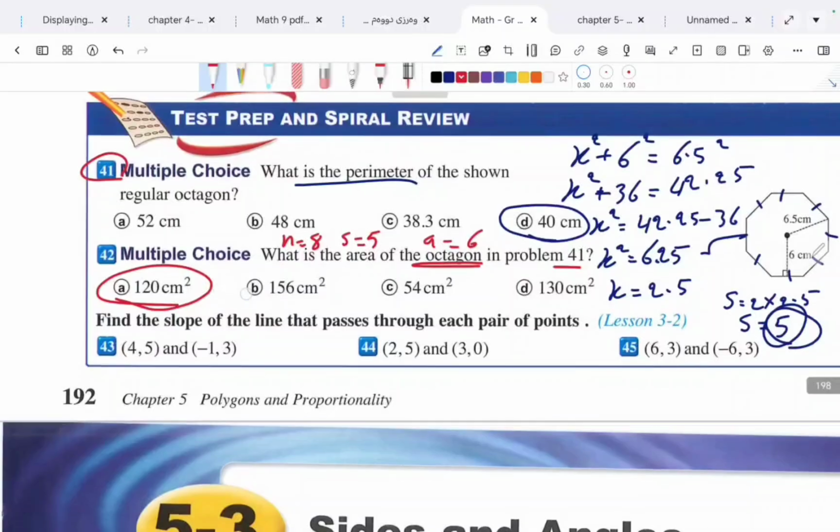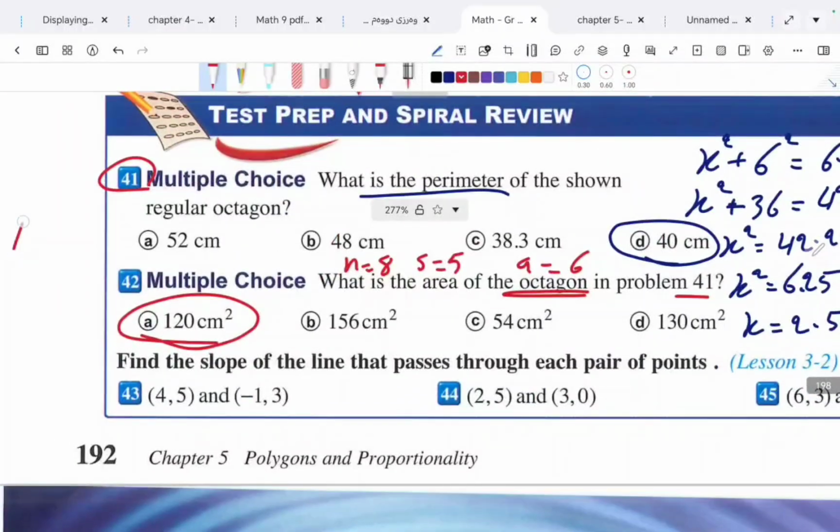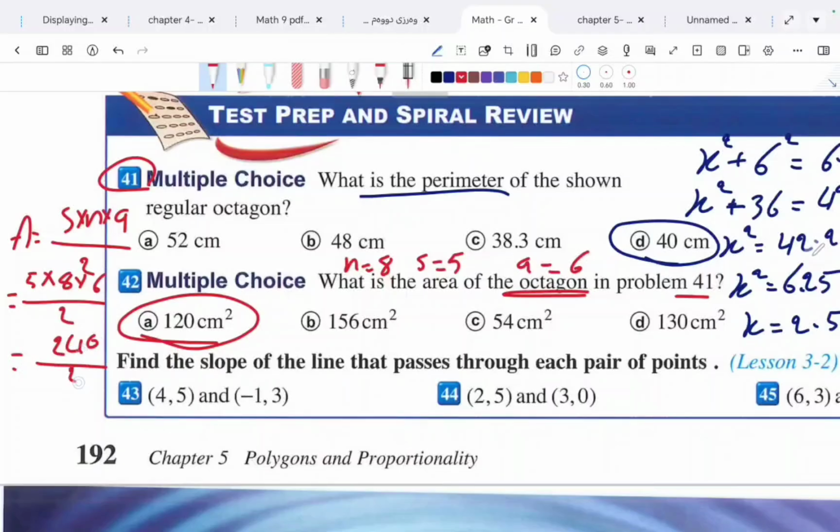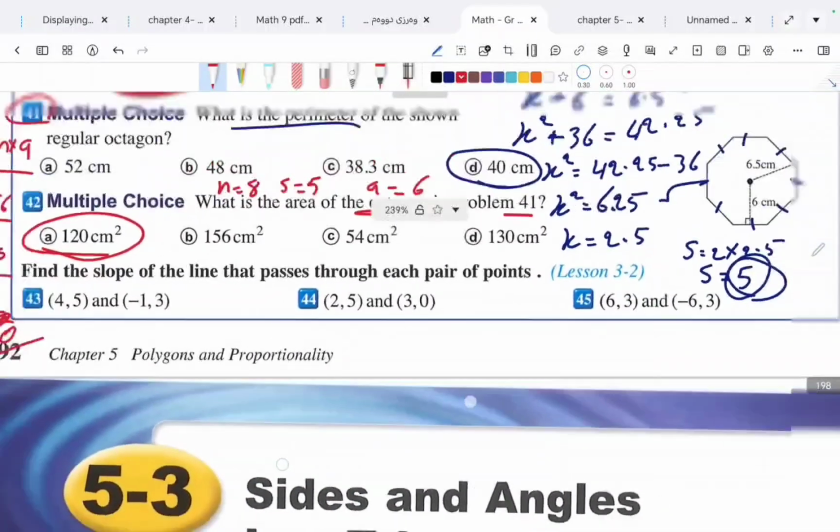Okay, let's see. Area equals s times n times a over 2. S equals what? 5. N equals what? 8. Apothem equals what? 6, divided by 2. It will be 240 divided by 2. Sorry, area equals 120 square centimeters.